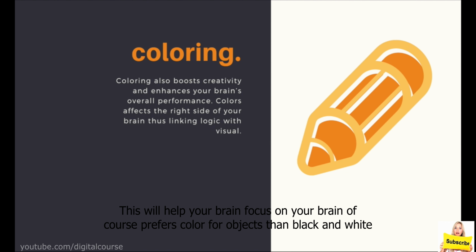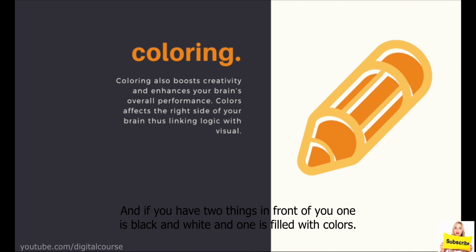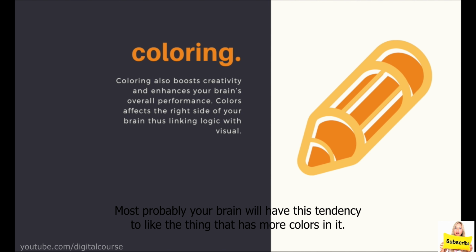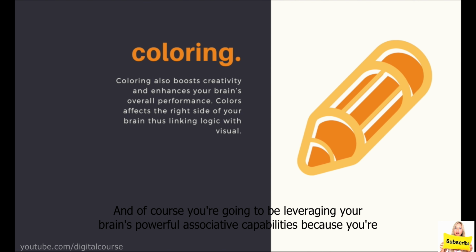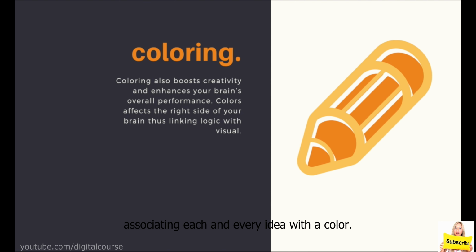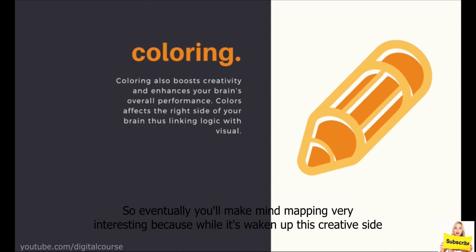This will help your brain to focus, and your brain, of course, prefers colorful objects to black and white ones. Just think about it. If you have two things in front of you, one is black and white and one is filled with colors, most probably your brain will have this tendency to like the thing that has more colors in it. And of course, you're going to be leveraging your brain's powerful associative capabilities because you're associating each and every idea with a color. So eventually you'll make mind mapping very interesting because, well, it's waking up this creative side of you.